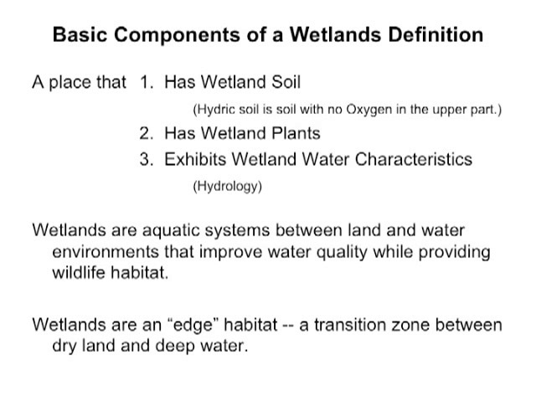Natural wetlands especially are aquatic systems that are between the land environment and the deeper water environment, and they improve water quality while providing a wildlife habitat. Wetlands are an edge habitat or transition zone between the land and the water.